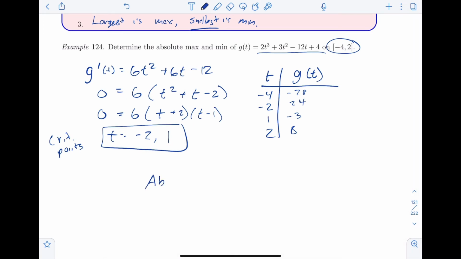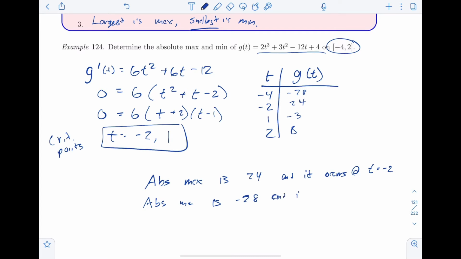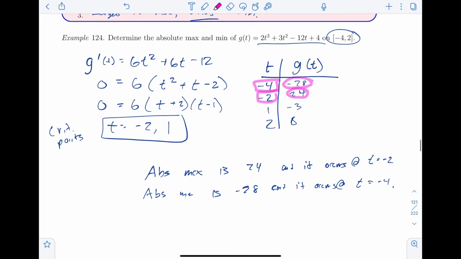So the absolute max is 24. And it occurs at t equals -2. The absolute min is -28. And it occurs at t equals -4. Okay, so again, this is the absolute max, this is the absolute min. Here are where those two things happen, all right?